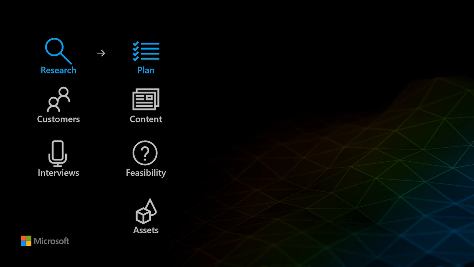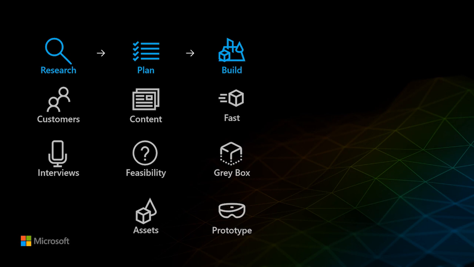So once you have your plan, we start the building process. So we already know what content is going to be inside. So the first thing that we try to do is build the application from start to finish. That means from the minute that the user launches the app to the minute that they finish the content or they are done with their task.